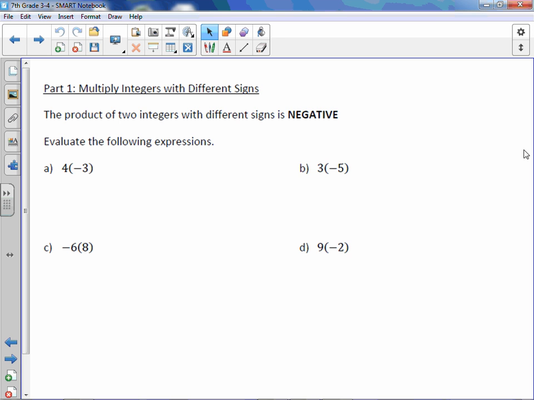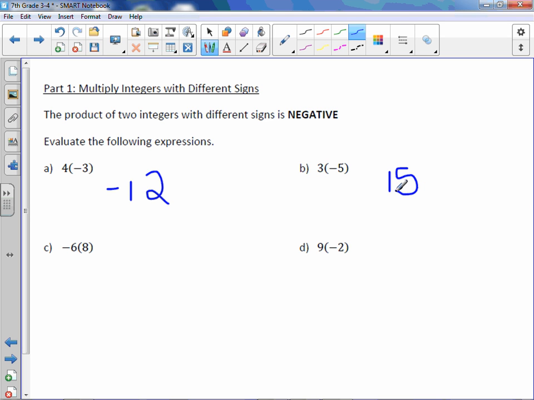So 4 times negative 3, think of 4 times 3, which is 12, but because they have different signs, the answer is negative 12. Letter B, 3 times negative 5. 3 times 5 is 15, but 3 times negative 5 is negative 15. Negative 6 times 8 is negative 48. 9 times negative 2 is negative 18.